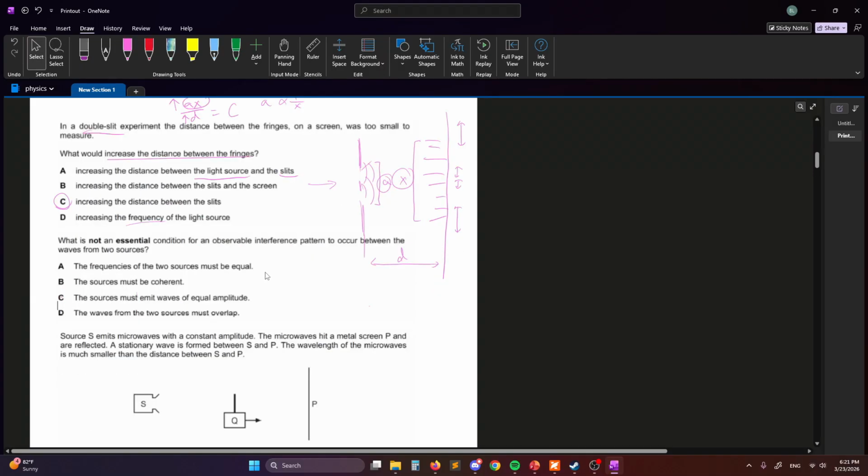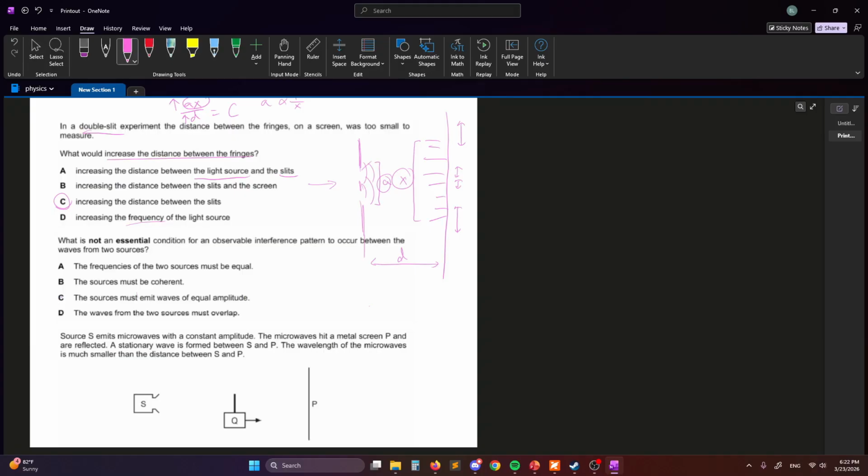But yeah. All right, so for the next question, what is not an essential condition for an observable interference pattern to occur between waves from two sources? Okay, so A, the frequencies of two sources must be equal. B, the sources must be coherent. And C, the sources must emit waves of equal amplitude. D, the waves from the two sources must overlap.